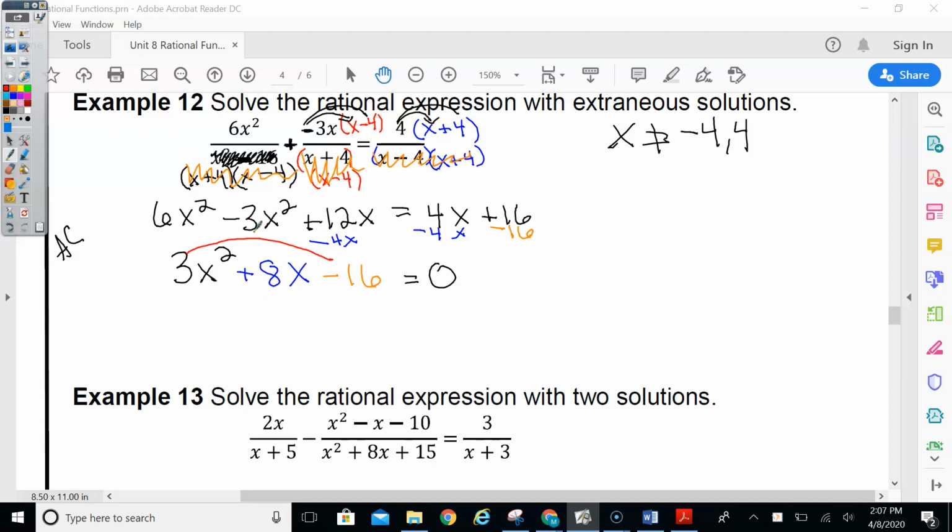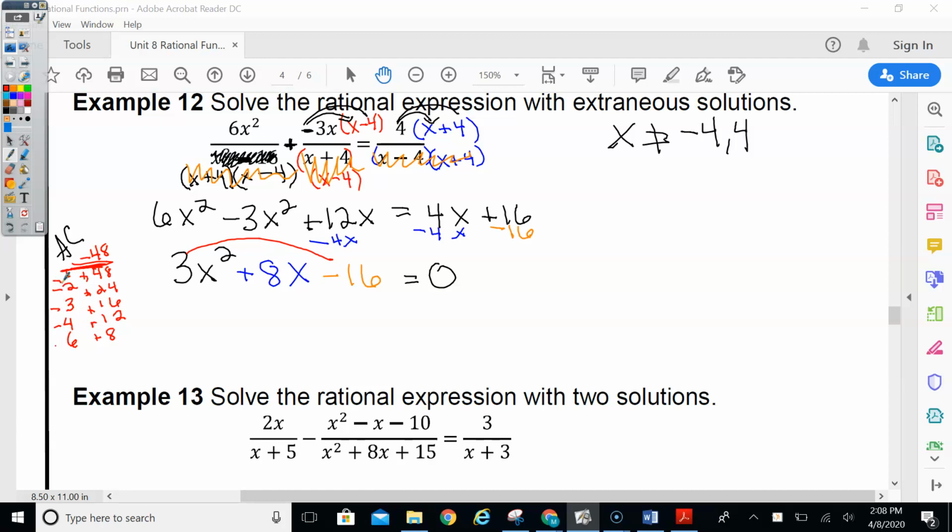3 times negative 16 is negative 48. And we want to factor negative 48 to get 8. So 48 is 1 and 48, 2 and 24, 3 and 16, 4 and 12, 5 doesn't work, 6 and 8. So these all give me 24. To make negative, I need one positive, one negative, and I want the bigger ones to be positive. So then these are the negative ones.